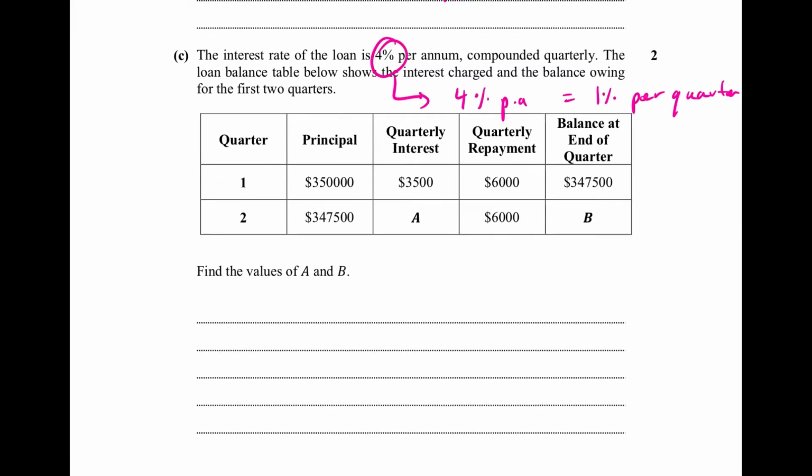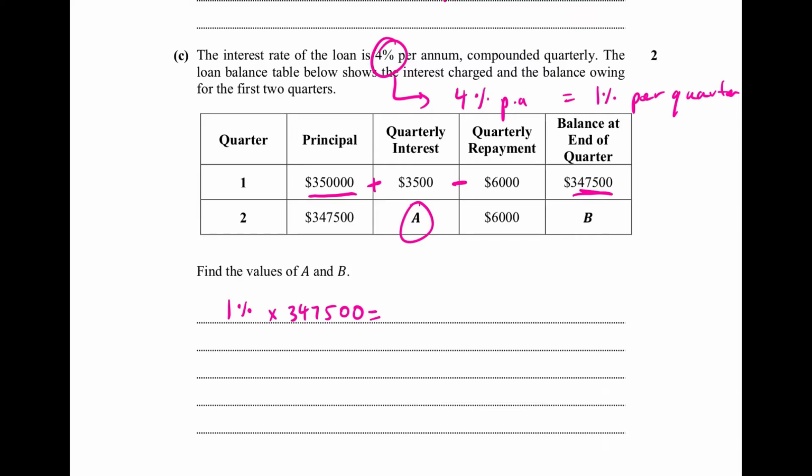So we need to determine A. So A is your interest. Before I get into it, let's just break this table down. I initially borrowed $350,000. I calculate 1% of $350,000, and it is $3,500. I then make a repayment of $6,000, and I get this amount as the balance at the end. So what happens is I add the interest and I subtract the repayment to get $347,500.